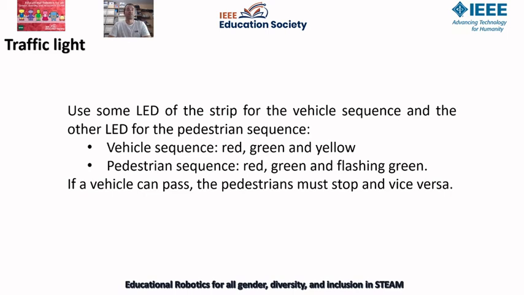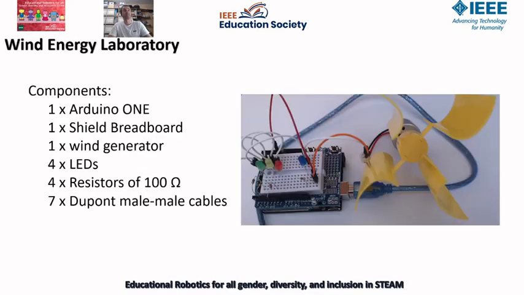As a challenge for this example, you can use some LEDs of the strip for the vehicle sequence and the other LEDs for the pedestrian sequence. The vehicle sequence could be red, green and yellow, and the pedestrian sequence could be red, green and flash green. If a vehicle can pass, the pedestrian must stop, and vice versa.